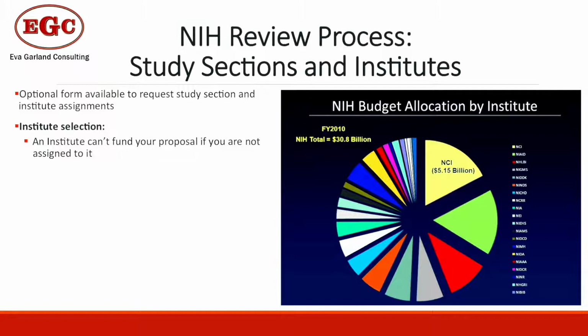A couple of reasons why you want to do that. First, an institute can't fund your proposal if you're not assigned to it. Let me just give you a scenario. Say it's really obvious that your application's going to be targeted to the Cancer Institute. And so you either don't designate an institute and it just goes there because the NIH will select an institute, or you select the NCI and that's the only institute that you designate. So what can happen is, say your application gets a pretty good score, but it's just outside of the NCI's pay line because their pay line's very competitive.